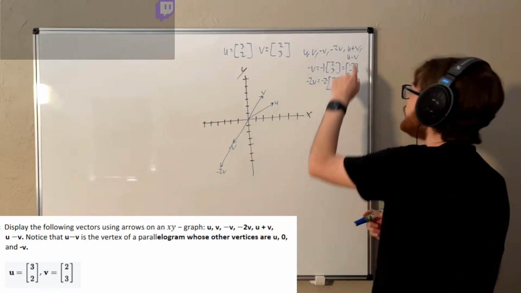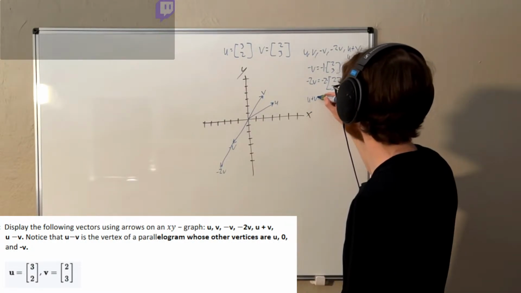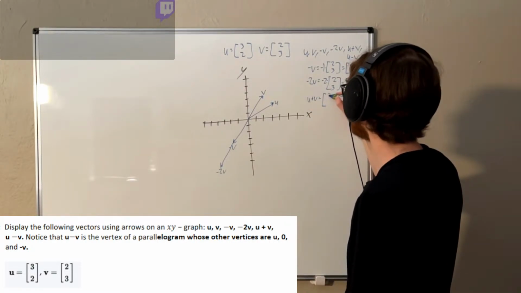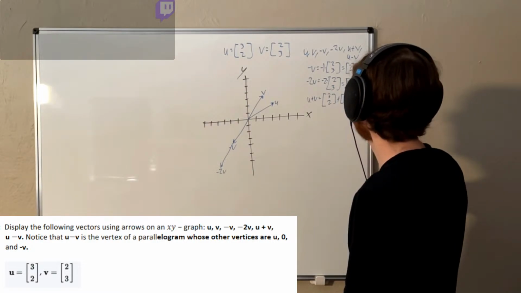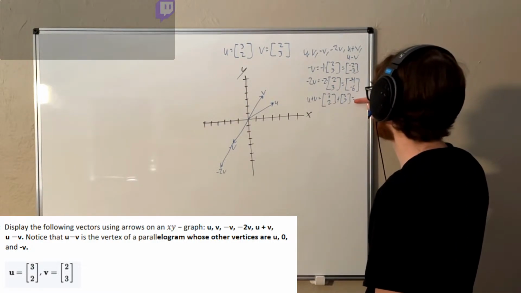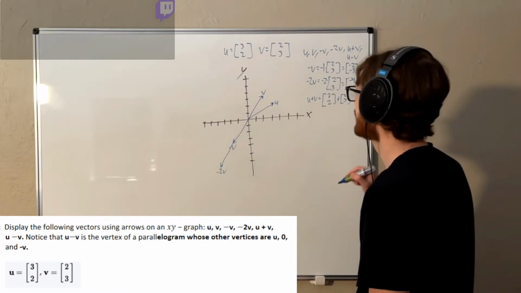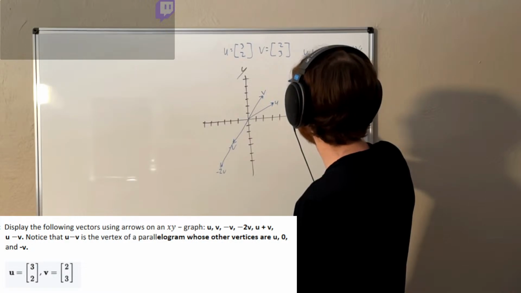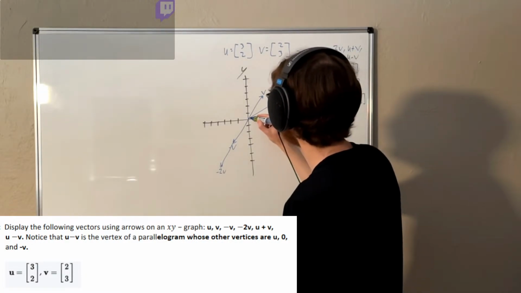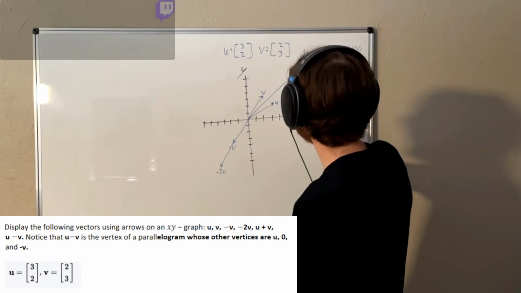Now we need to do U plus V. So we do 3, 2 plus 2, 3. We add across the top and add across the bottom, and we get 5, 5. So we go to the right 5 and we go up 5 to go right there. Something like that.